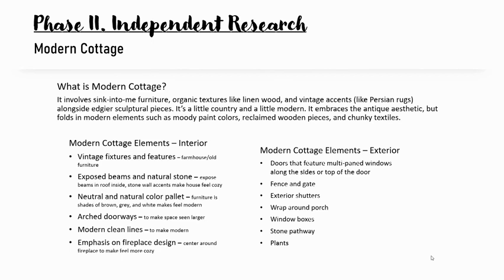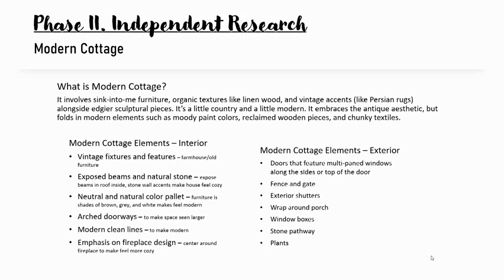What is Modern Cottage? It involves sink-into-me furniture, organic textures like linen, wood, and vintage accents, and a longer edgier sculptural pieces. It's a little country and a little modern. It embraces the antique aesthetic, but folds in modern elements such as moody paint colors, reclaimed wood pieces, and chunky textiles.